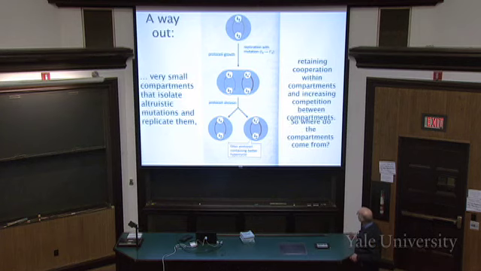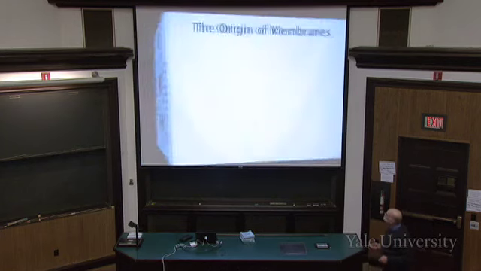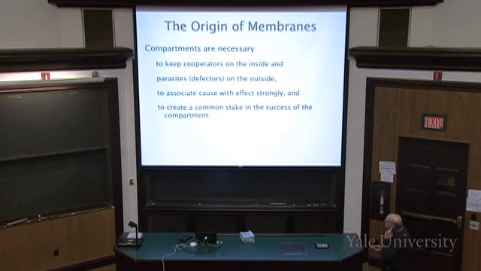That's not so easy. You've got to get the compartments, and there are some issues about the compartments. You need them so that you can keep the cooperators on the inside, and you can put the parasites, the defectors, on the outside, so you can keep the guys that you like and want to work with in there with you, and you can tell the other guys to go away. What this does is associate cause with effect strongly, in the sense that if you're cooperating and you are shipping your product on to the next member of the hypercycle, that is an effect that's retained within the system and then comes back to help you.